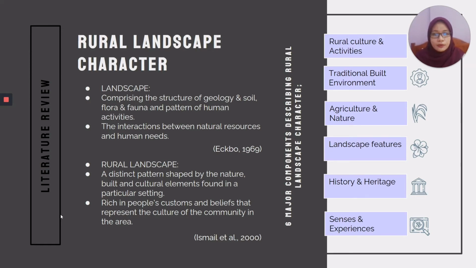There are six major components describing rural landscape character. The first one is rural culture and activities, which includes daily activities and recreation. Traditional wood and environment is defined as traditional architecture and local landmarks, while agriculture and nature includes the crops, plantation, trees, and forests. Landscape features can be defined as natural landscape features, while history and heritage include the historical sites and traditional products. Sense and experience include smell, sight, sound, textures, taste, and memories.